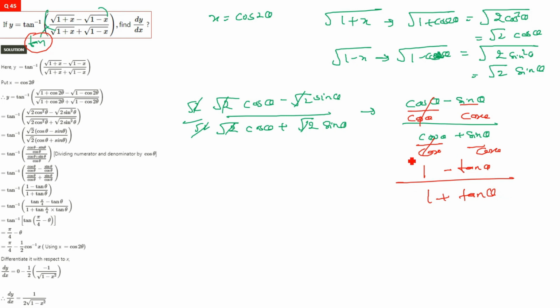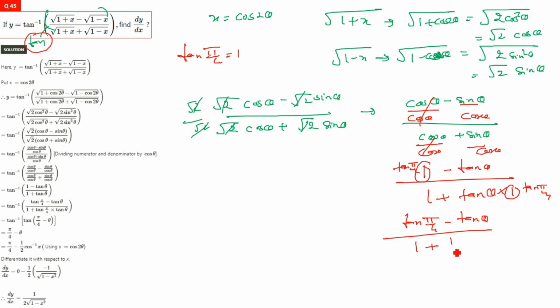Now how to make it as tan? We know tan pi by 4, tan 45 degrees, is 1. So in this place I am going to replace 1 by tan pi by 4. I am assuming this to be tan theta into 1, again replacing 1 by tan pi by 4. So finally it became tan pi by 4 minus tan theta divided by 1 plus tan pi by 4 into tan theta. And what is this? That is tan of A minus B. A is pi by 4, B is theta. So it will be tan of pi by 4 minus theta.